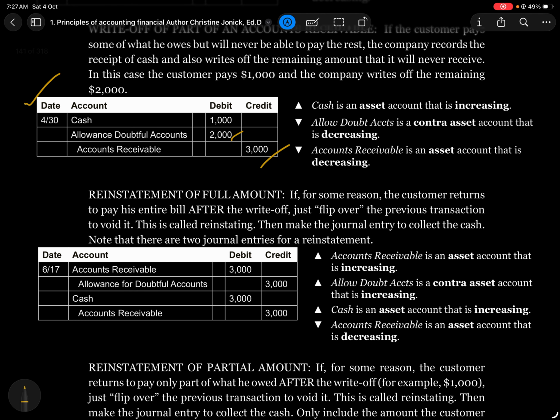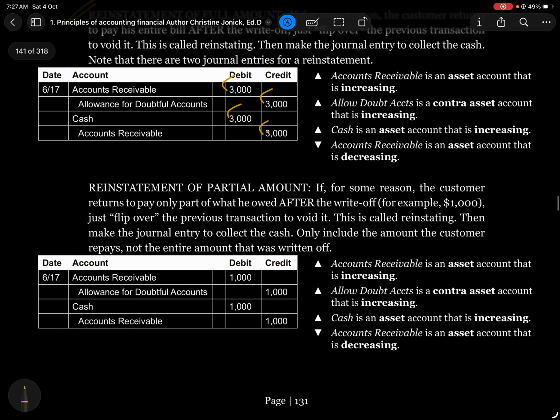So if it was a restatement, of course, in that scenario, what would it do? Debit AR, credit allowance, debit cash, credit AR. For a partial amount, what would happen? Debit AR, credit allowance, debit cash, credit AR.